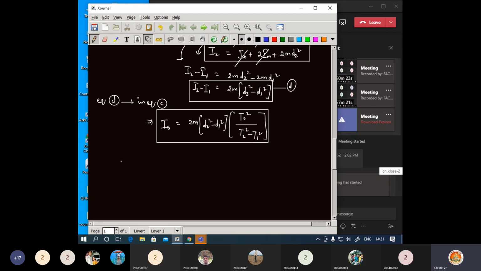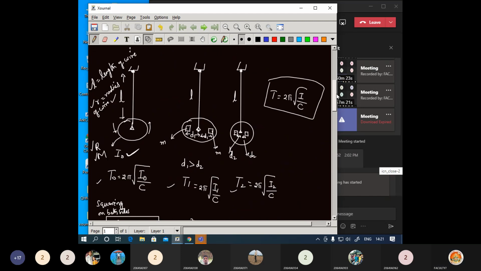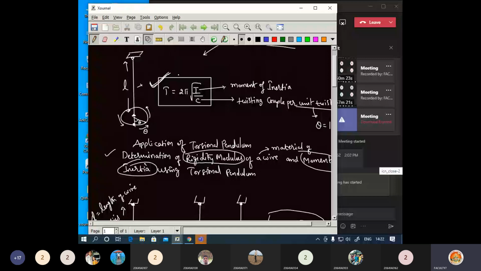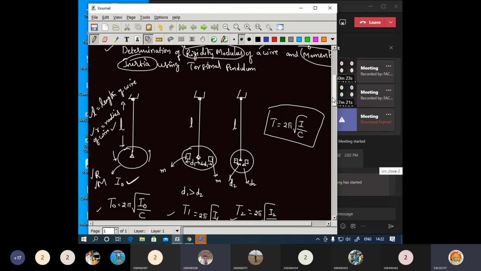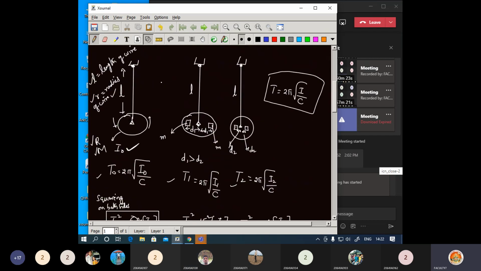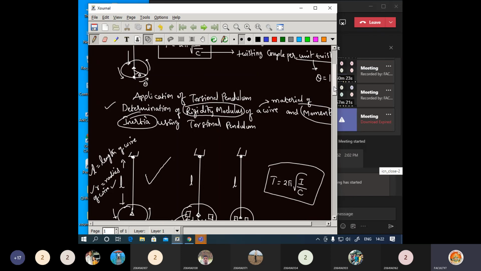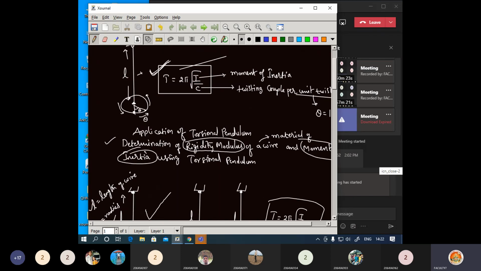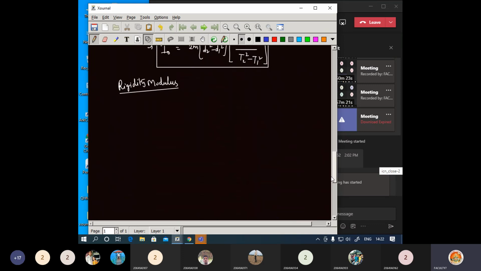Okay. Now we are going to get the expression for the rigidity modulus. Let us get the expression for this. Again we will utilize the same expression where we had started. So this was the expression. In the first diagram, we are going to utilize this and this equation, the first equation. These two equations we are going to utilize. Now let us see here.